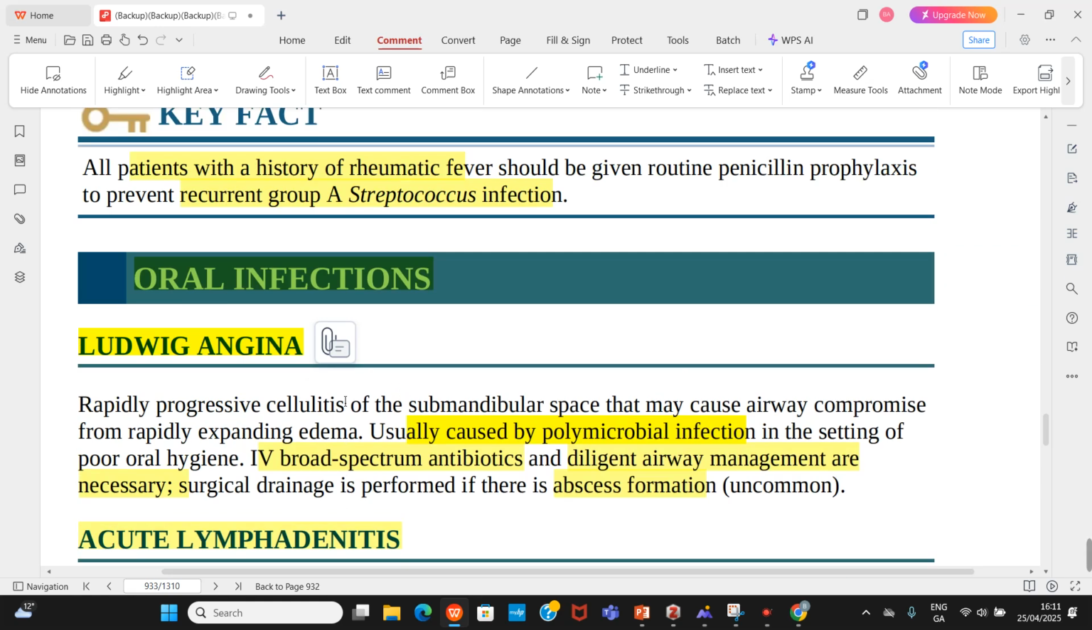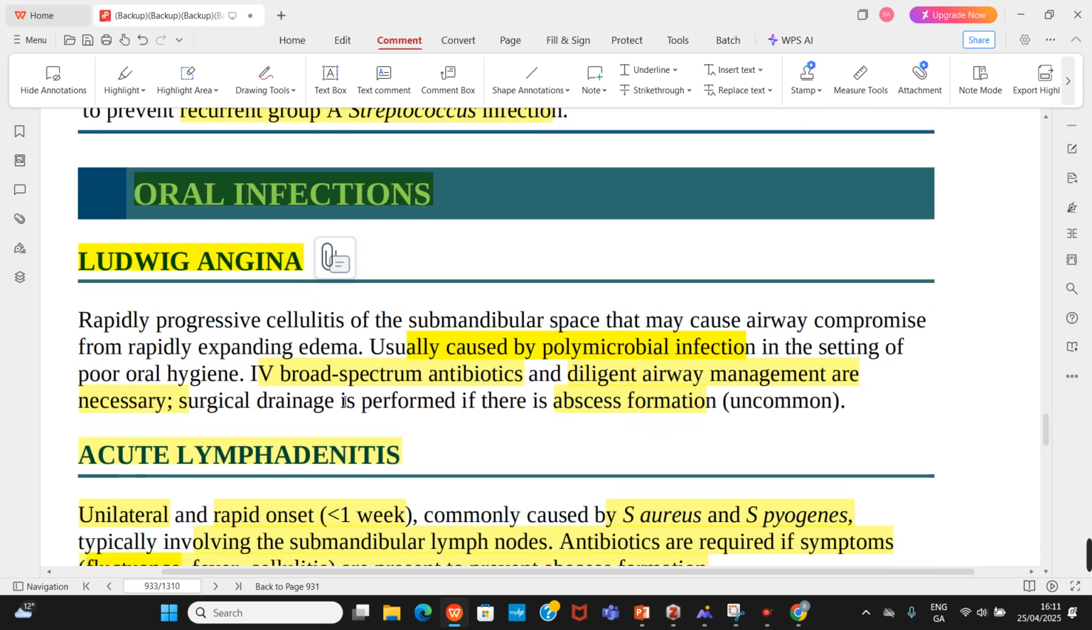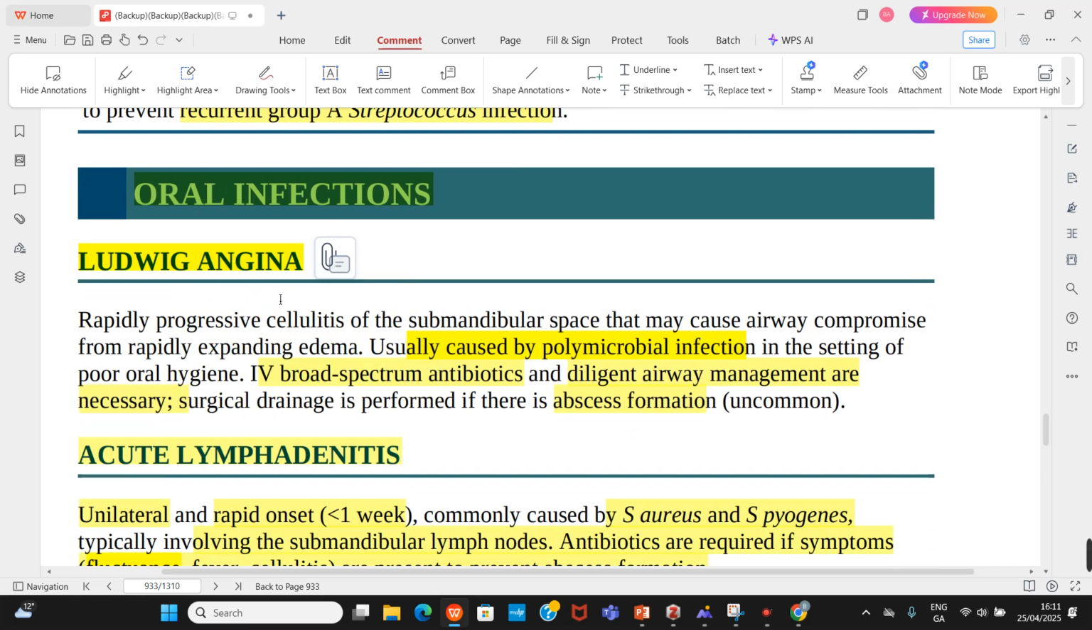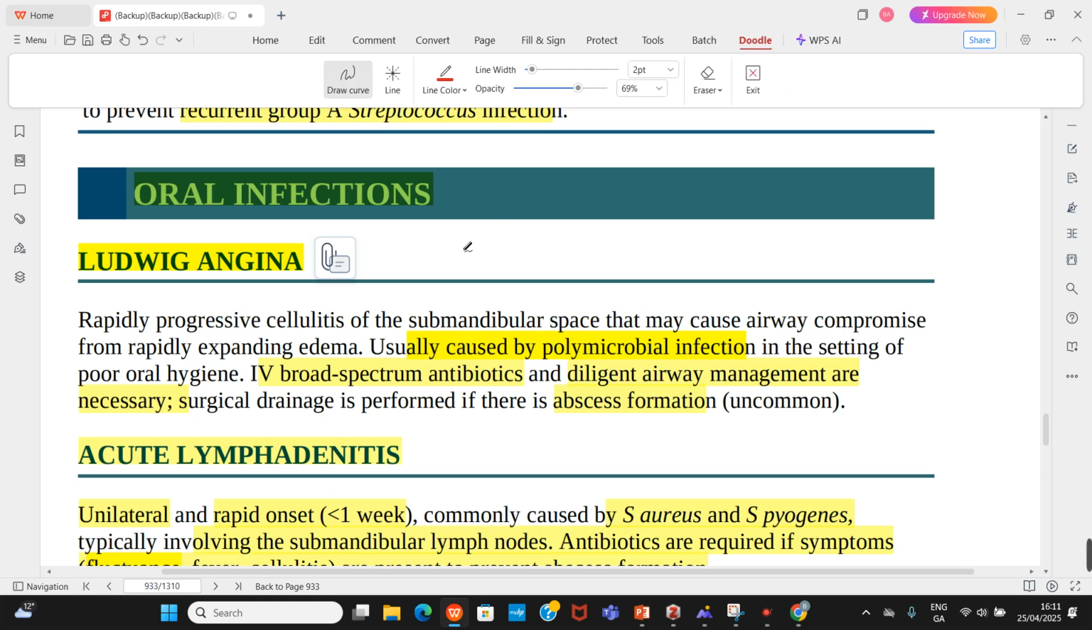All right. So moving on to Ludwig angina, and Ludwig angina is just a big name for infection of the submandibular and the sublingual space. So if this is a tongue, we have a space beneath the tongue that we call the submandibular and the sublingual space. So this area can get infected, and when it gets infected, it becomes swollen. That area becomes woody hard, and in a way it will elevate the tongue and push the tongue backwards.